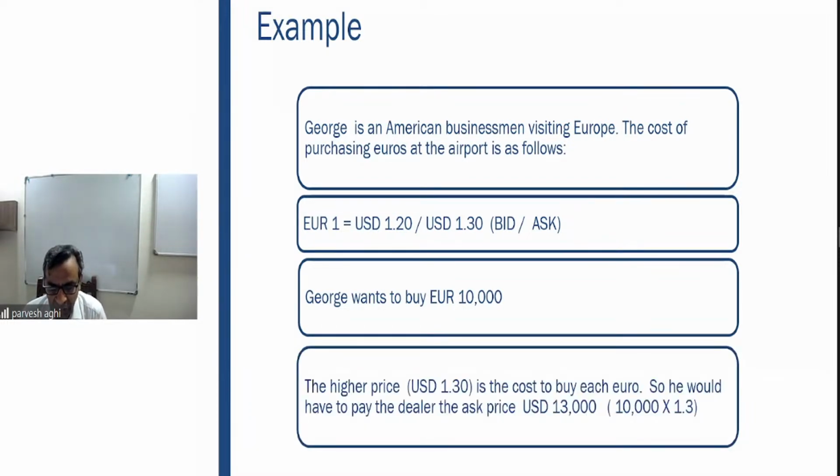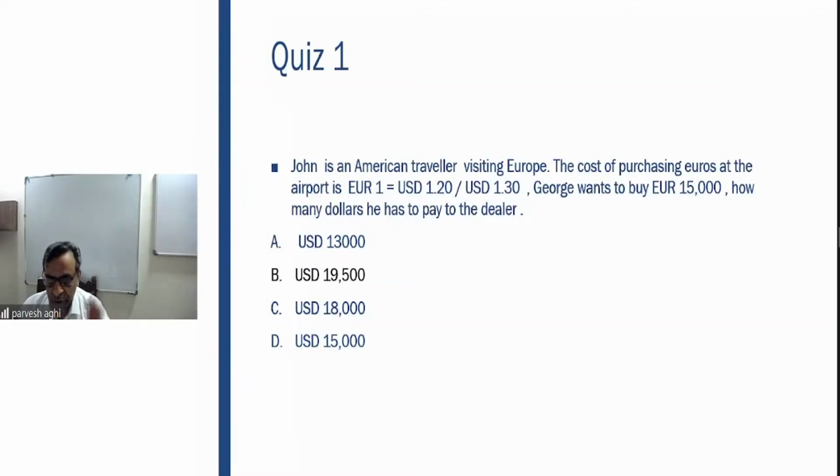So the higher price, which is 1.30, is the cost to buy each euro. So he would have to pay a dealer the ask price, which is this. Okay, fine. So 10,000 multiplied by 1.3. So this is what you have understood. Okay, fine. So now do this question.